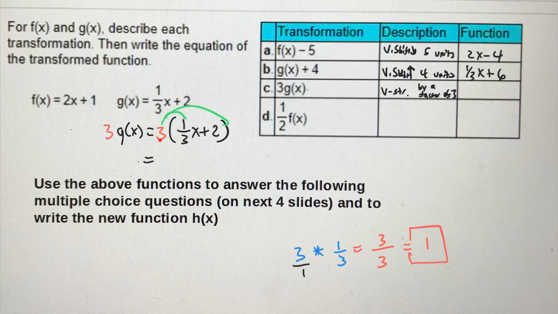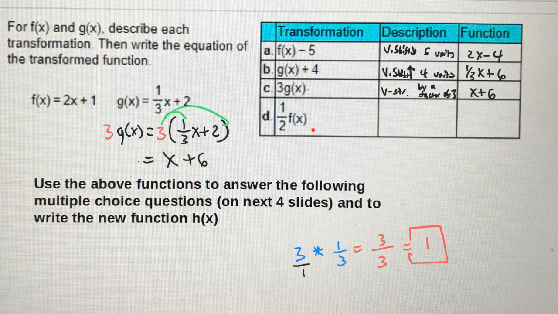So when I multiply this 3 times the 1/3 x, it's just going to be 1x, also known as x. But then I have 3 times this 2, so that's going to be 6, so that's plus 6. Okay? So 3 times g of x actually equals x plus 6 after simplifying, and that's what they want to know right here. Okay?